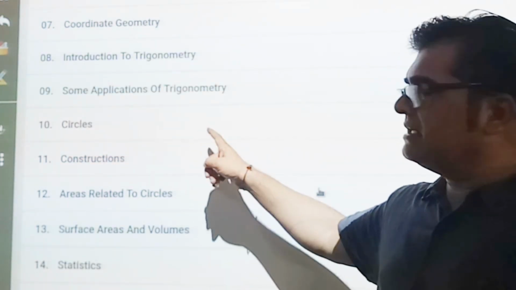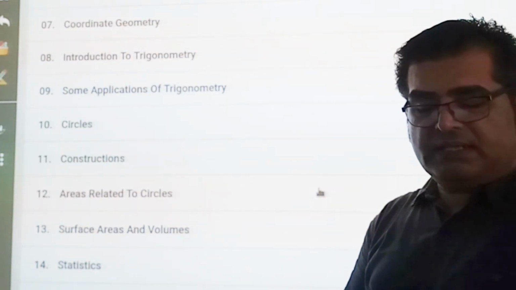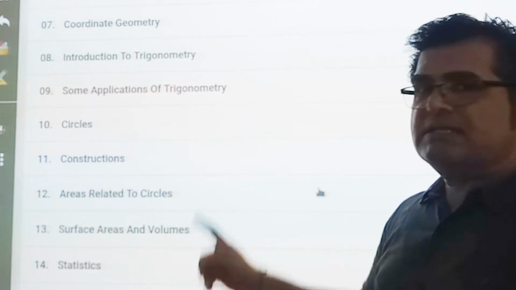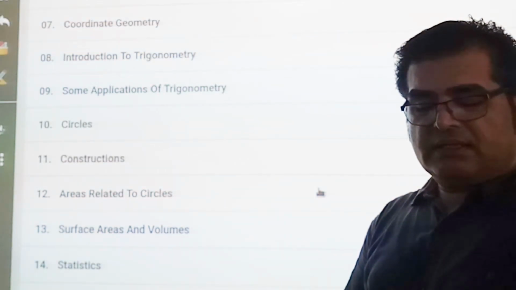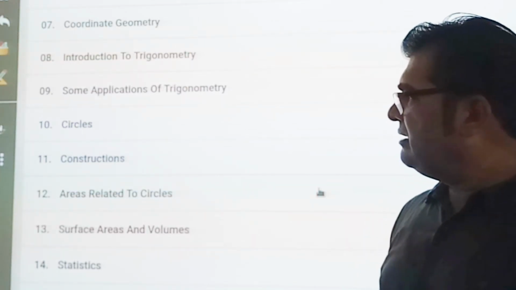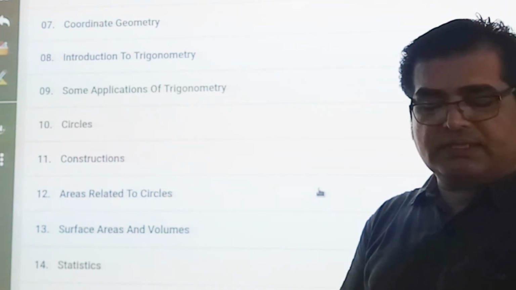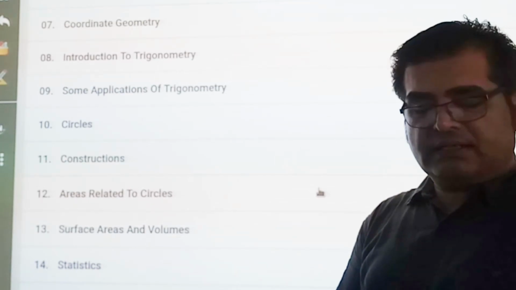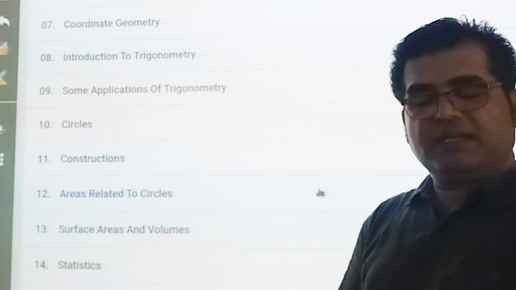Chapter 10 is circles. In circles you will study tangents to a circle and the number of tangents from a point on a circle. Chapter 11 is constructions. In constructions you will study division of a line segment and construction of tangents to a circle. Then chapter 12 is areas related to circles. In areas related to circles you will study perimeter and area of a circle, areas of sector and segment of a circle, and areas of combinations of plane figures.